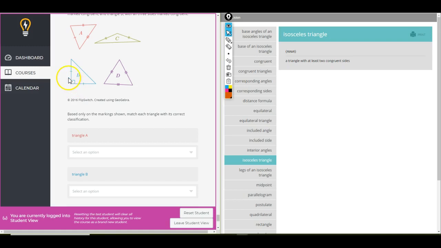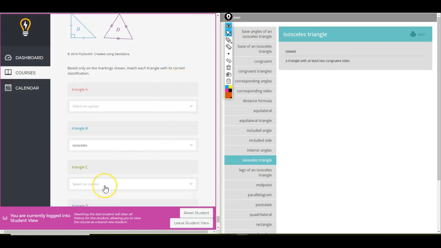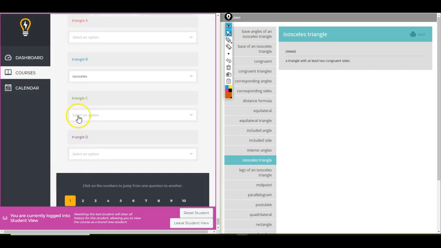If you notice, triangle B has this side length with 1 tick mark and this side length with 1 tick mark. That does indicate congruency. So triangle B is an isosceles triangle. Is there another isosceles triangle? Yes, there is, triangle C. Since this side is marked with 2 tick marks and this side is marked with 2 tick marks, that does mean that they are congruent. So triangle C is an isosceles.